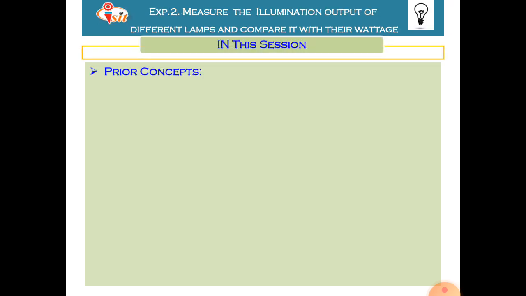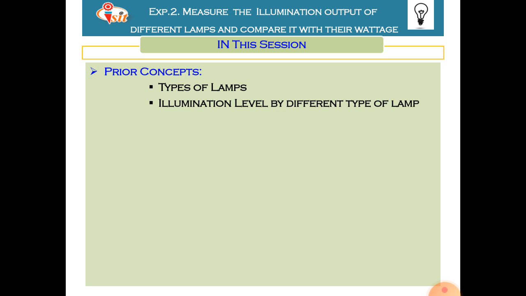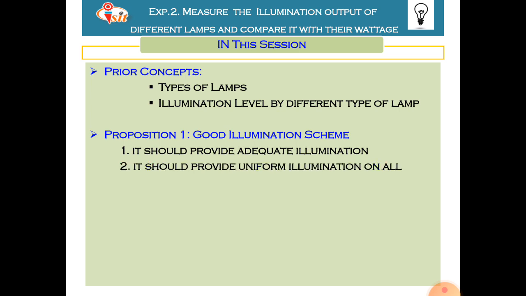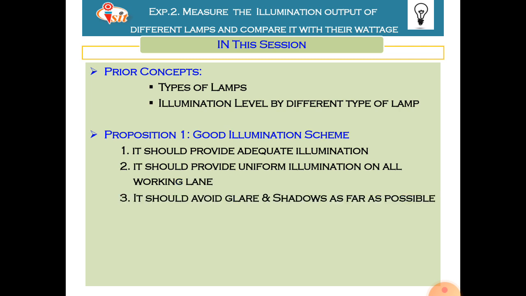The prior concepts for this experiment are types of lamps and illumination levels by different types of lamps. Proposition 1 is a good illumination scheme. It should provide adequate illumination. Second, it should provide uniform illumination on the working plane. It should avoid glare and shadows as far as possible. It should have a good color rendering effect.